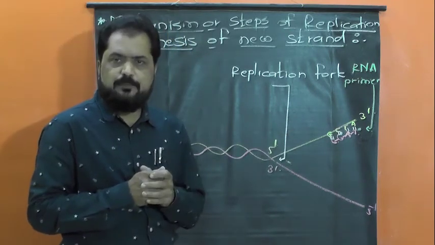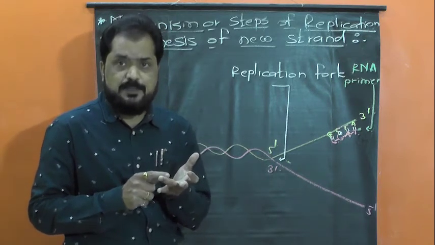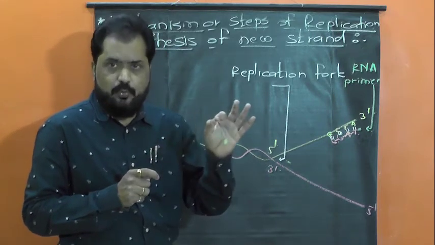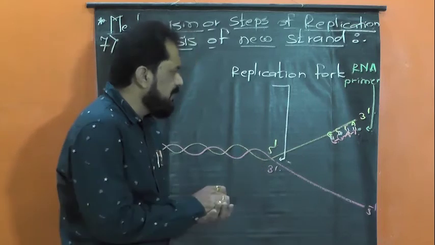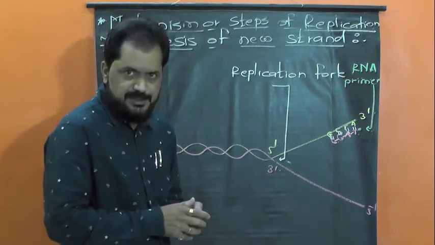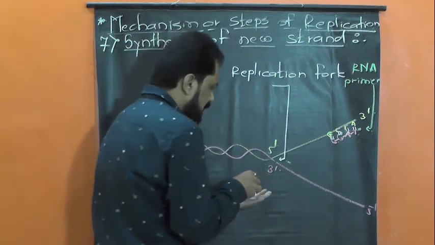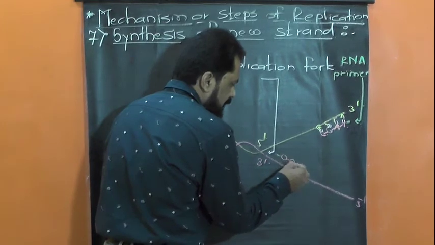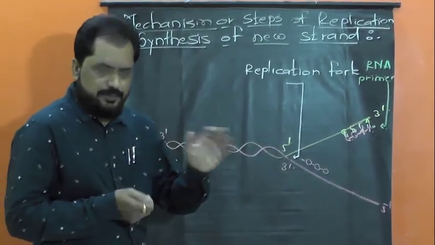Not only the DNA polymerase III, but it also requires ATP or GTP as a source of energy and magnesium ion as a cofactor. In this manner, on both of the old strands, the new strands are synthesized. Not only on this strand, but on this strand also, there is a synthesis of new strand. Suppose these are the nucleotides and get interconnected with each other.